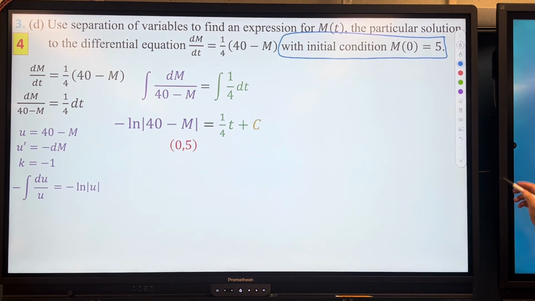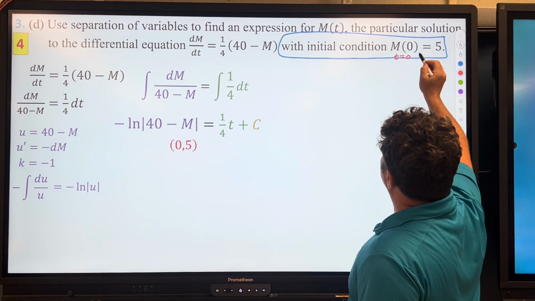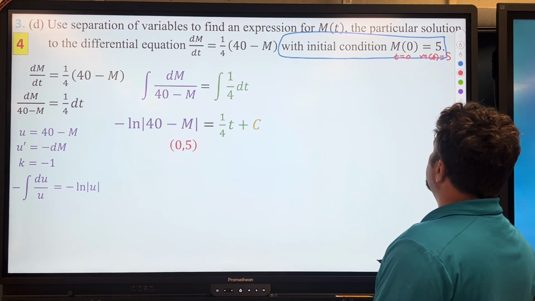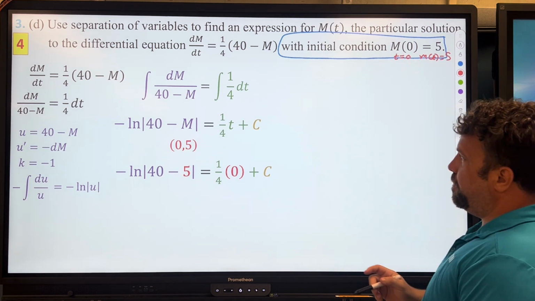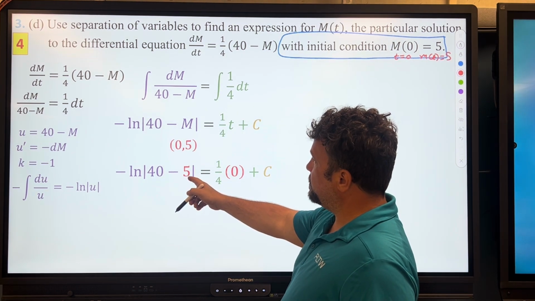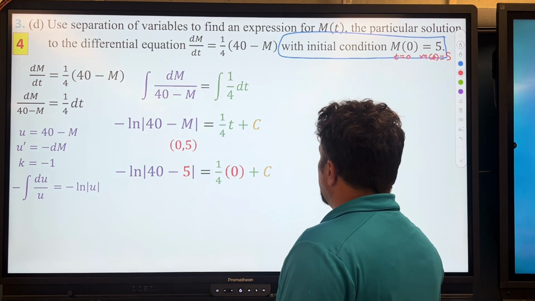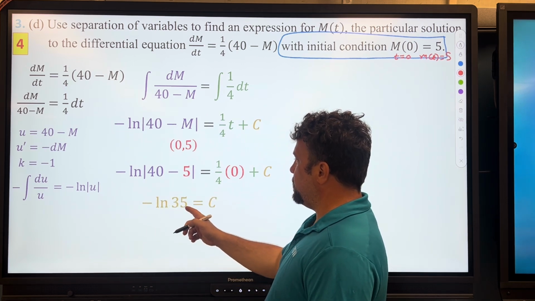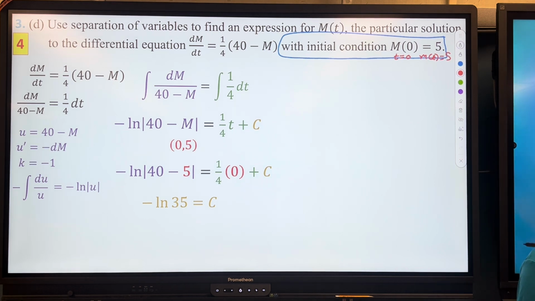So our initial condition right here says that t equals 0 and m of t equals 5. All right, that's our initial condition. So we could type in m, or m of t, is 5, and t is 0. 40 minus 5 is 35, so this is negative ln 35 equals 0 plus c, which is c, so c is negative ln 35. So what can I do now?